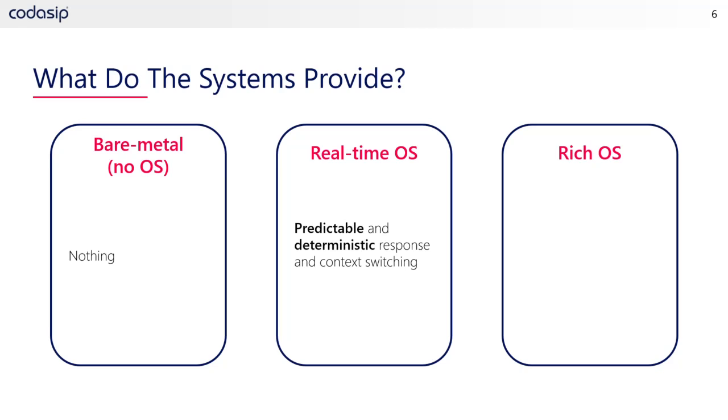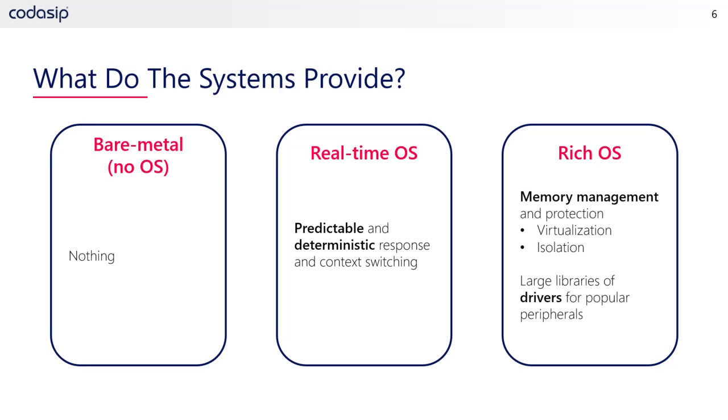The category we have called rich operating systems may come with several significant features. One of the major ones is a complex memory management. This may include techniques known also from desktop operating systems such as memory virtualization, but also memory protection through isolation of each process's memory. This is important as this prevents potentially harmful processes from accessing memory of other processes. The rich operating systems also often come with a library support for a large number of commonly used peripherals.